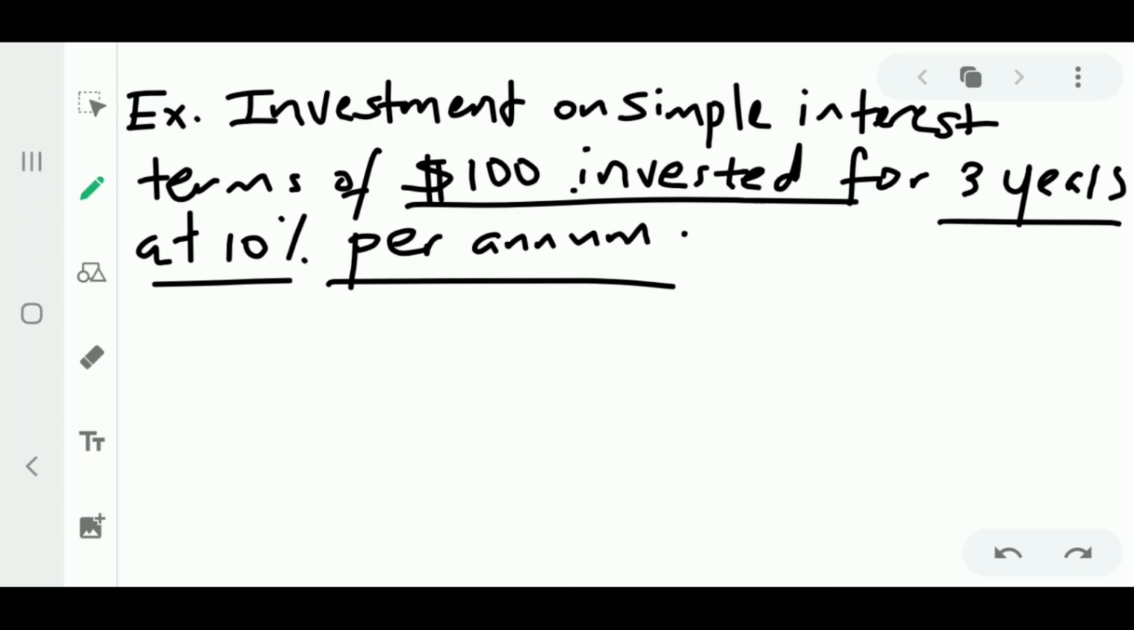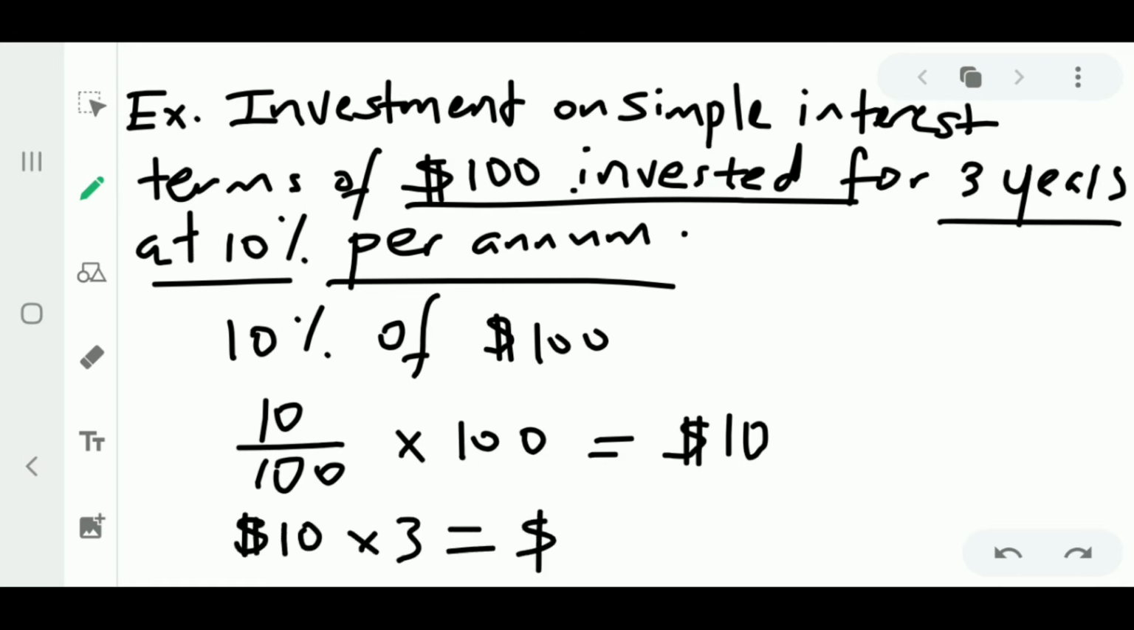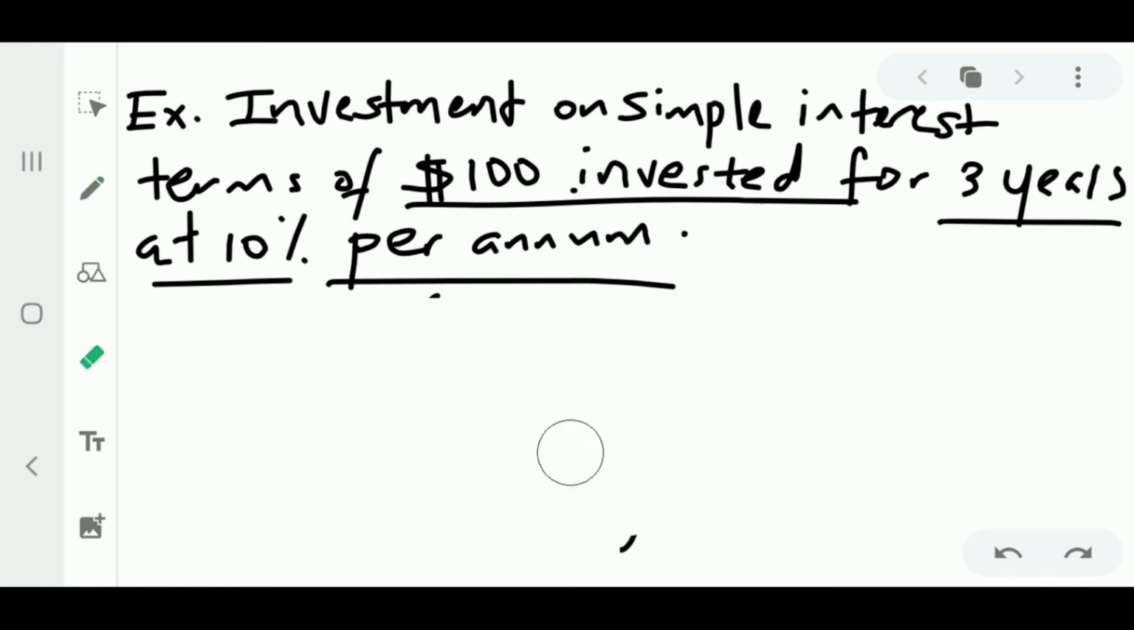So all we need to do is find 10% of $100. That's 10 over 100 times $100, which is $10 interest per year. And we're doing this for 3 years. So we say $10 times 3, and the total interest would be $30.